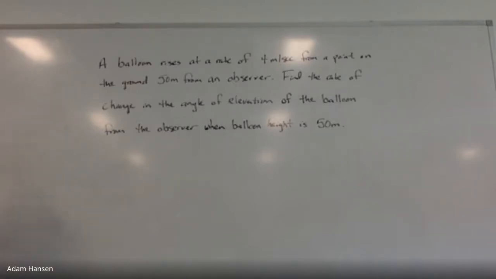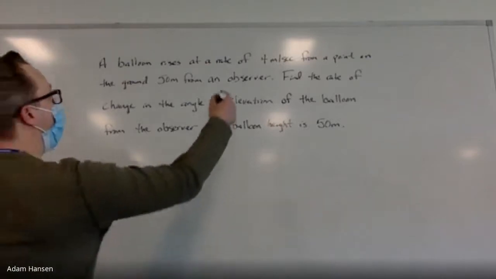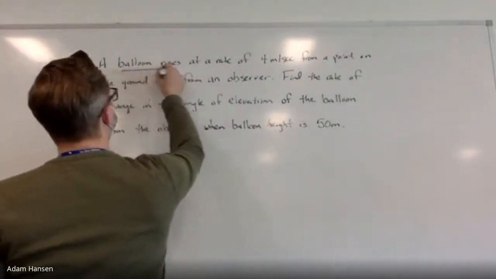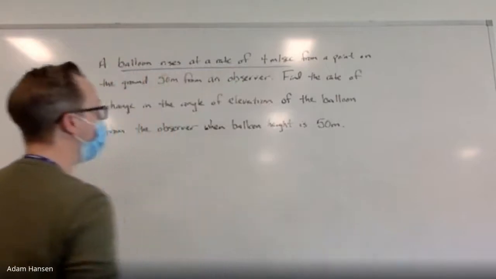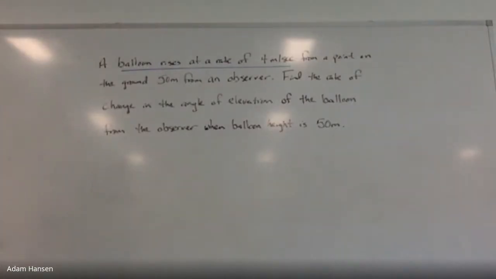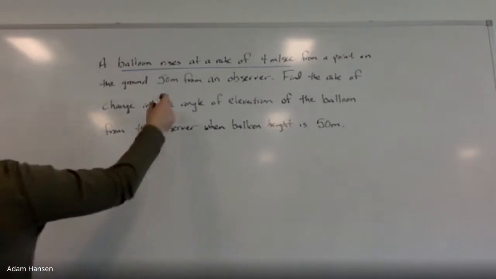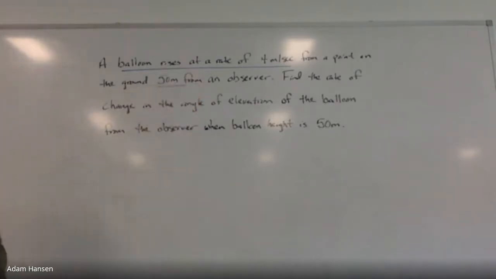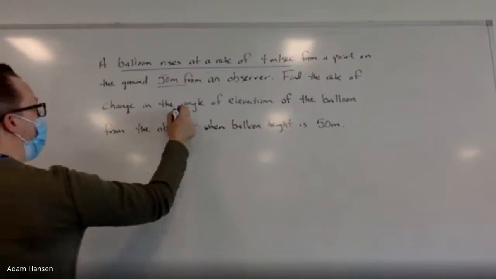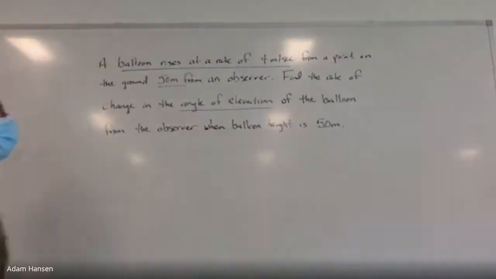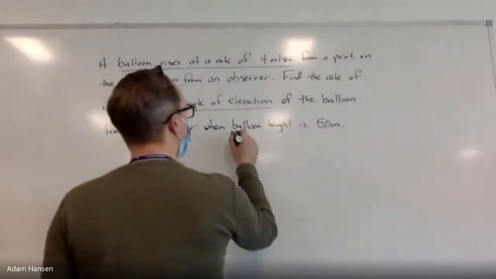Let's go ahead and underline everything we know. The balloon rises at a rate of 4 meters per second. There's a given rate of change. The ground distance between the balloon and the observer is 50 meters. We're trying to find the rate of change in the angle of elevation. As it is right now, the height of the balloon is 50 meters.